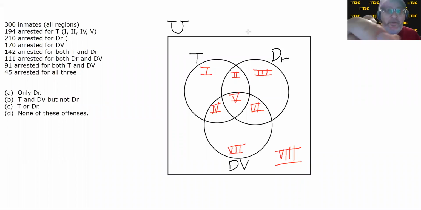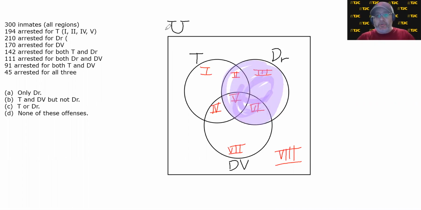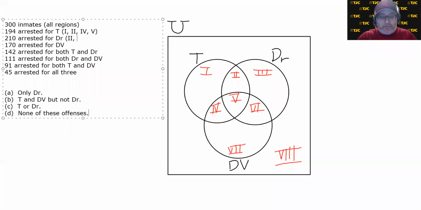Oops, not what I wanted. Regions 2, 3, 5, and 6. Okay. Which regions represent the domestic violence circle? Regions 4, 5, 6, and 7.